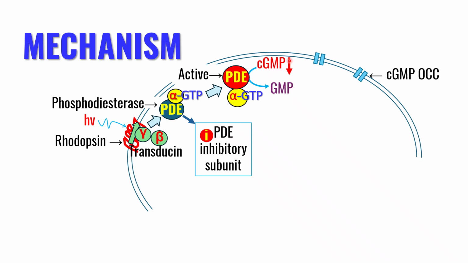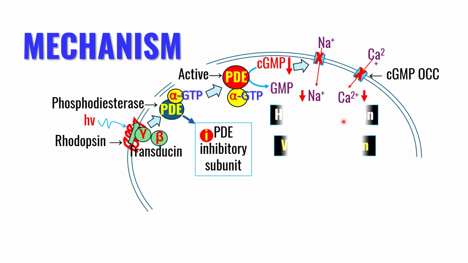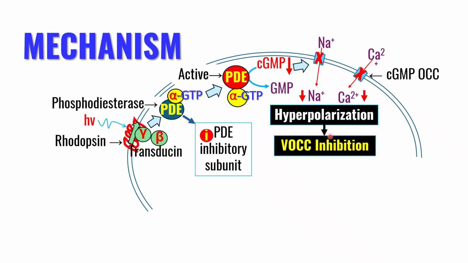As a result of it, the cyclic GMP concentration is decreased, which blocks the cyclic GMP operated calcium and sodium channels. As a result of it, very little or no sodium or calcium ion enters the cell, leading to hyperpolarization of the membrane, which inhibits the voltage operated calcium channel in the synaptic region. Calcium ion concentration therefore is decreased significantly, leading to inhibition of glutamate release.